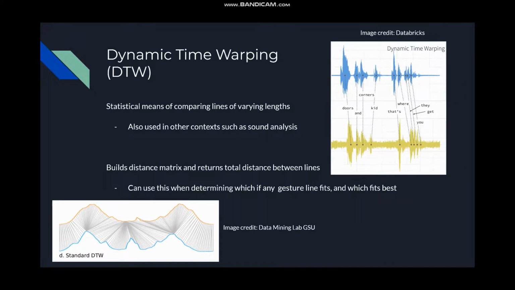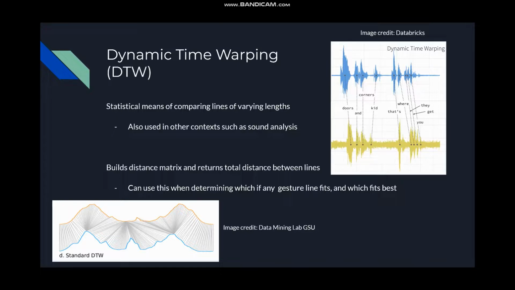And now I'll get into dynamic time warping, which is a statistical means of comparing lines of varying lengths. It's also used in other contexts as seen on the right, such as sound analysis. It works by building a distance matrix and returns the total distance between lines. We can use this when determining which, if any, gesture line fits and which fits best.